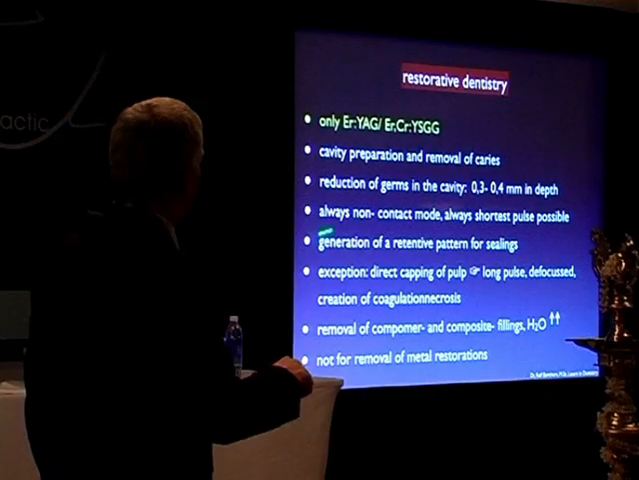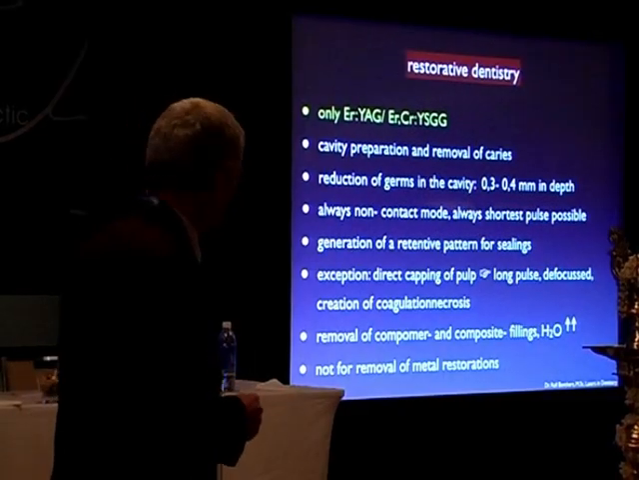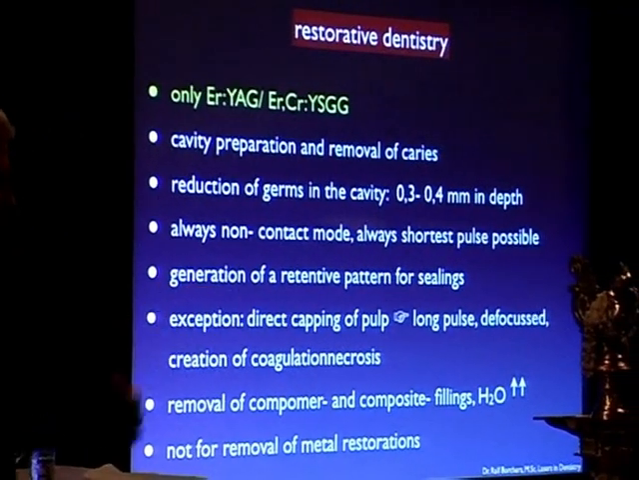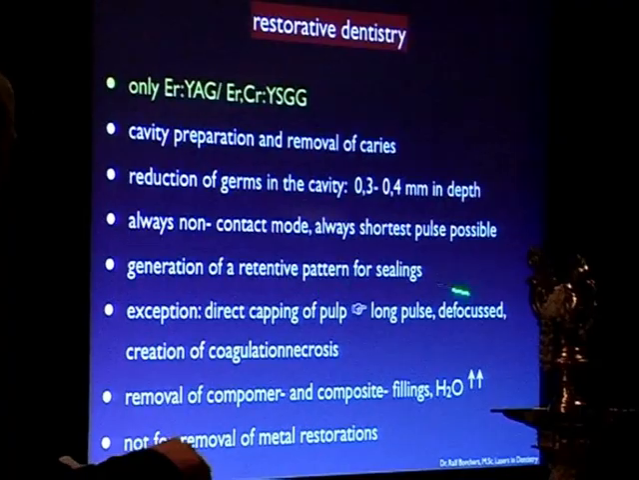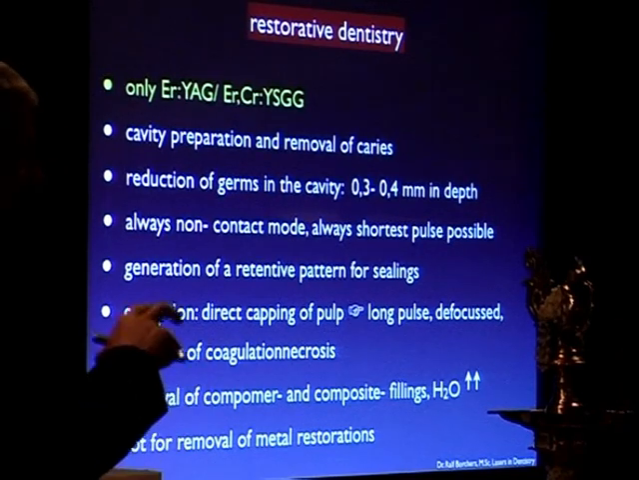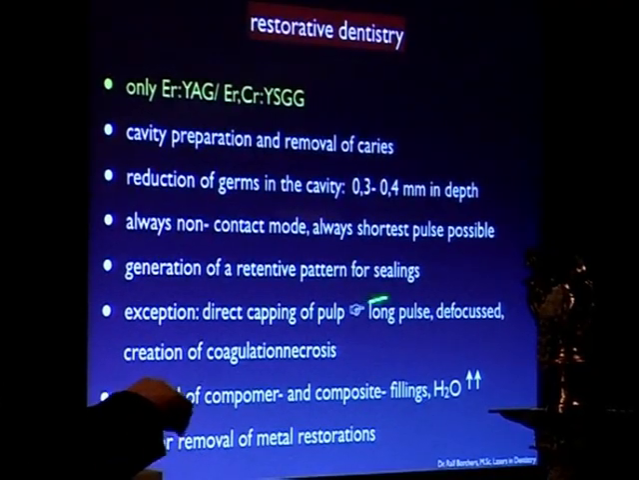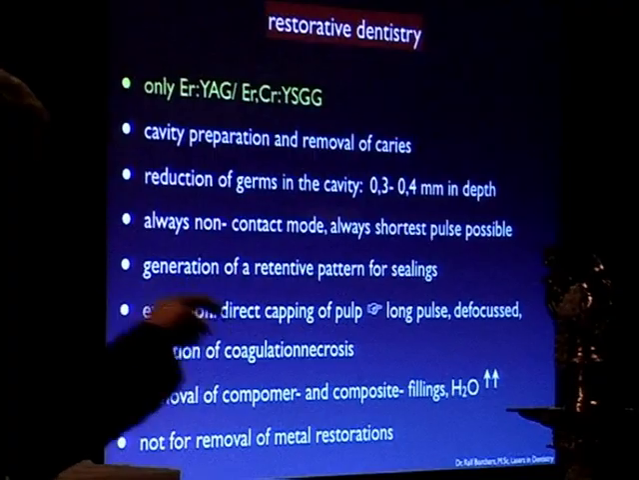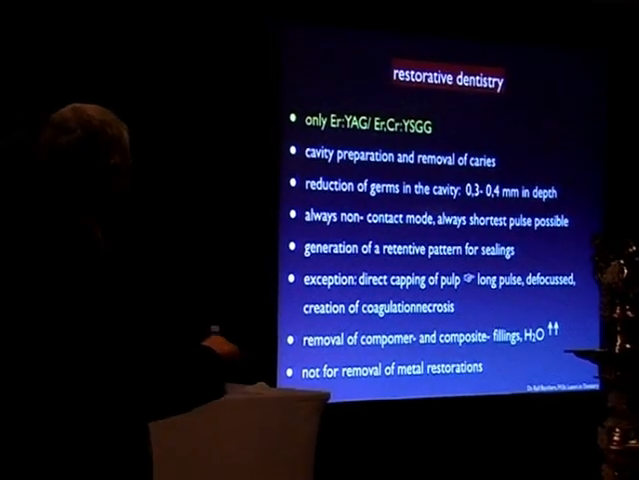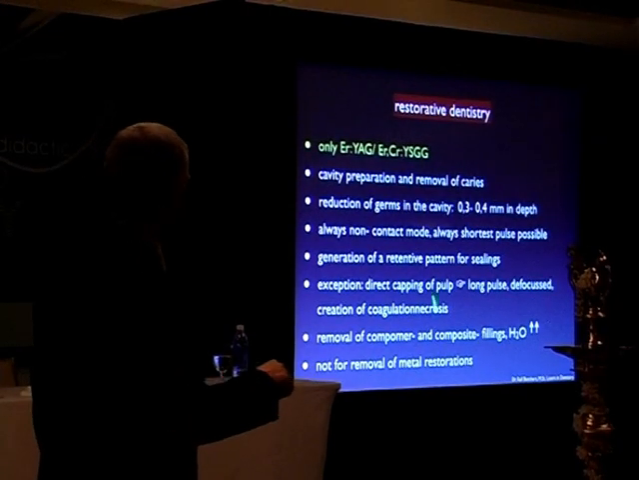The exception from the non-contact mode and from the other parameters is if you do a direct pulp capping, because when you do a direct pulp capping, you are treating soft tissue, the pulp. So you have to switch to a long pulse, because if you want to reach some coagulation in the pulp, you need to apply some thermal energy, and you only will get thermal energy if you prolong the pulse. With a short pulse, you will not get enough thermal energy to the pulp, and it will not stop bleeding. So with a direct capping, you use a long pulse, defocus mode, so you can create a coagulation necrosis.